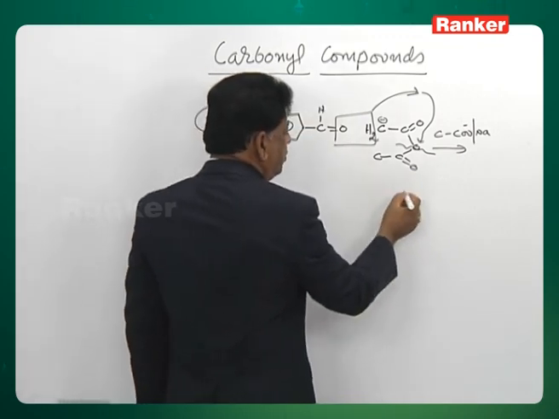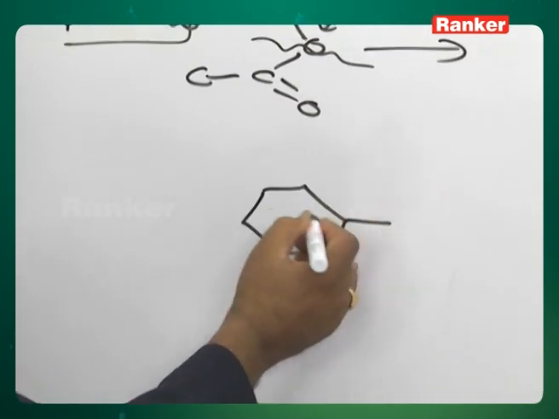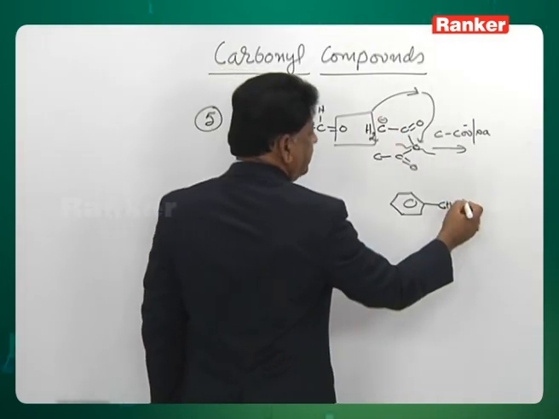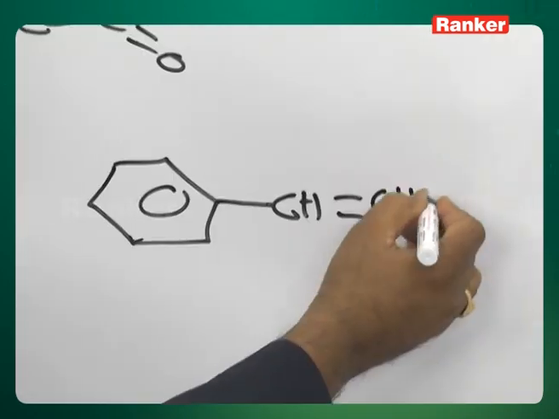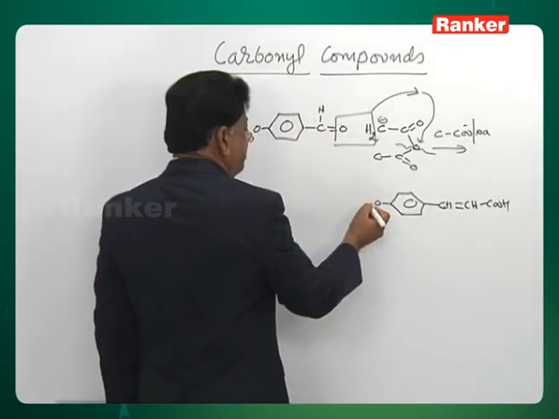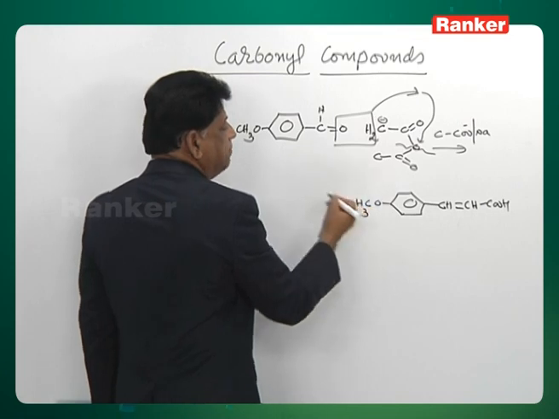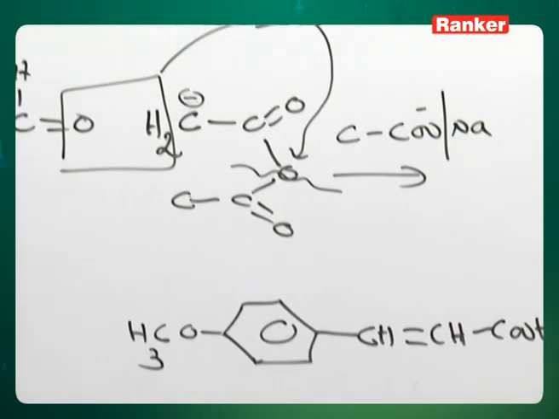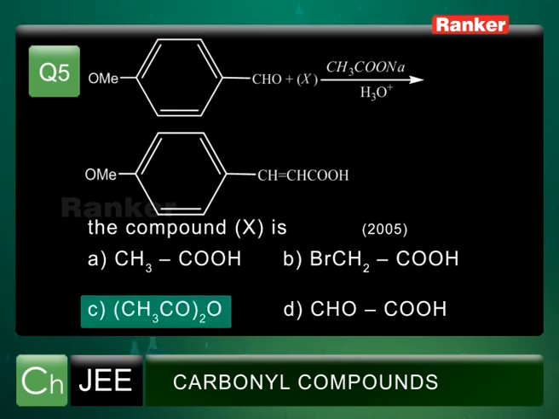So the main compound will become benzaldehyde condensed with the CH double bond. This half of the upper portion of the anhydride is joined. So the compound is commonly known as cinnamic acid. However, we have an OCH3 at the back side. So the answer is obtained from the acetic anhydride. Therefore, option C is the right answer.